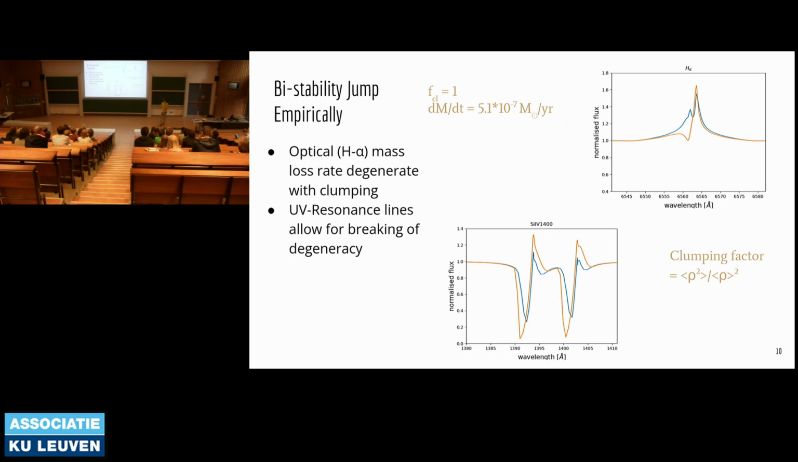assume it's smooth. But if you have UV resonance lines, like I do in my sample, you see that the difference here, even though this is still fine-tuned to be sort of the same, the actual UV resonance lines do change quite a bit. The absorption troughs become bigger, the emission trough here becomes higher as well. So the idea, at least, is that if we have these UV resonance lines, we're able to break this degeneracy between clumping and mass loss rate, and therefore get out more accurate mass loss rates and no longer what we would call upper limit estimates, assuming a smooth wind.